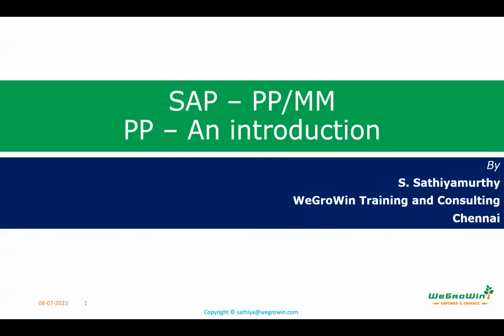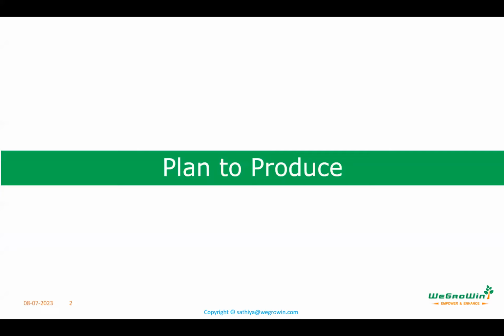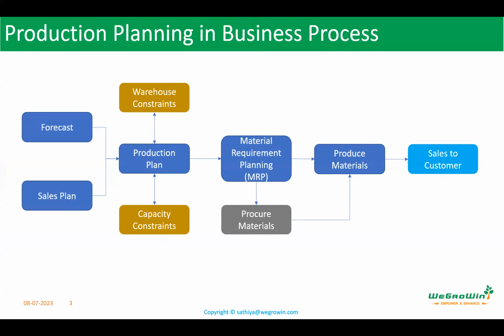So now we will talk about a brief introduction to production planning, SAP PP. What is PP? What are the contents in PP? That we will discuss. So it is a plan to produce. So PP is part of the plan to produce.